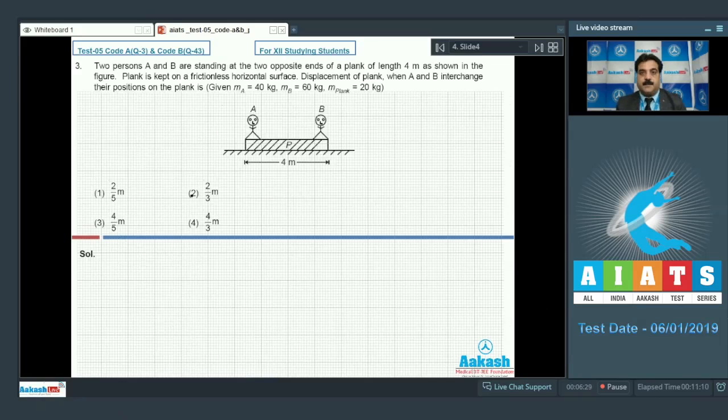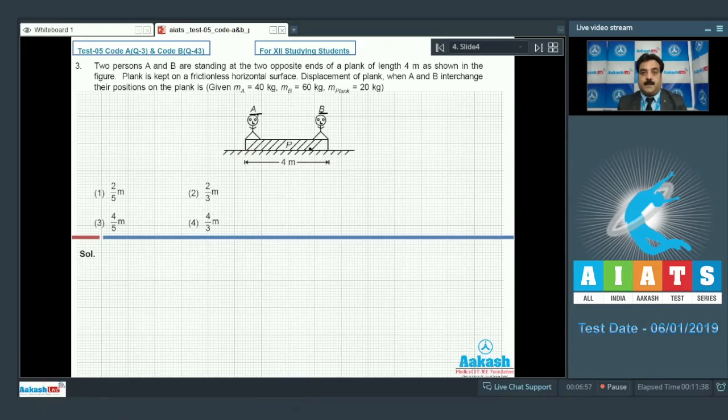In question number 3, two persons A and B are standing at the two opposite ends of a plank of length 4 meters, as shown in the figure. The plank is kept on a frictionless horizontal surface. Displacement of the plank when A and B interchange their positions on the plank.